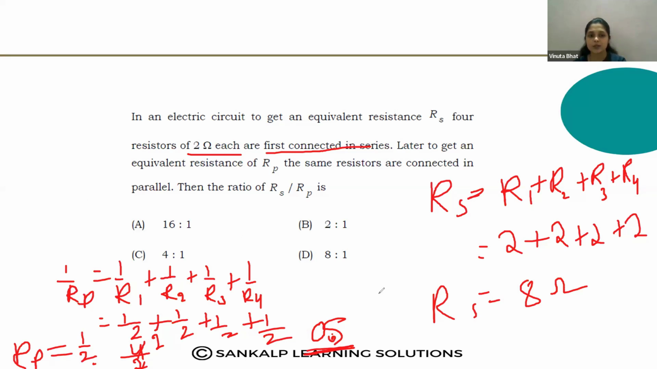So the ratio is 8 divided by 0.5, that is 16:1.